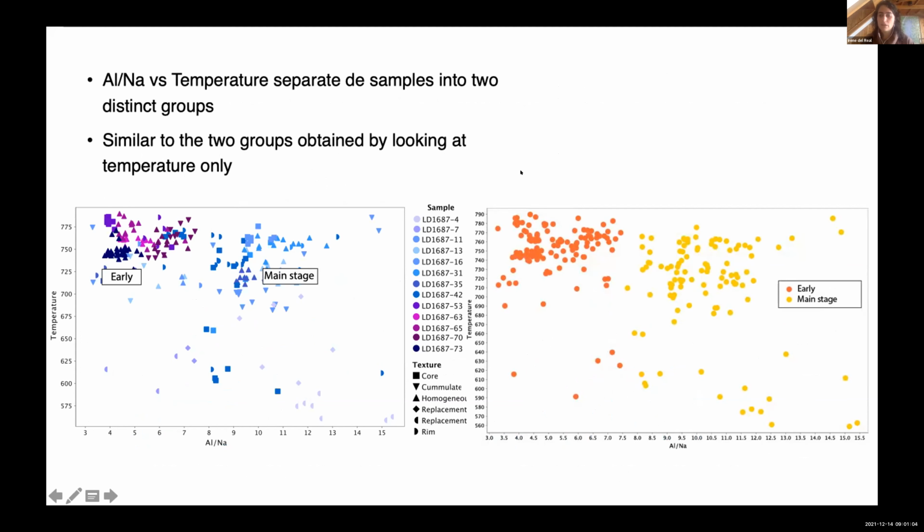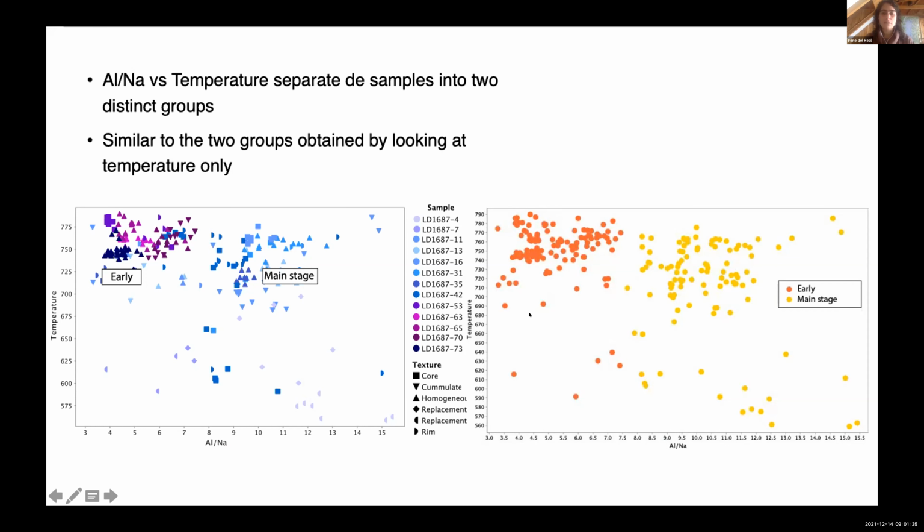So what I did here was do a lot of playing with different elements to see which elements could actually work to separate these early and main stage, also using ratios, and by the end also using some principal component analysis. And what we see is that the aluminium sodium ratio is actually really good to separate an early from a main stage event. And if we plot this against temperature, we can see very nicely that we have these two different clusters, and we can separate over here.